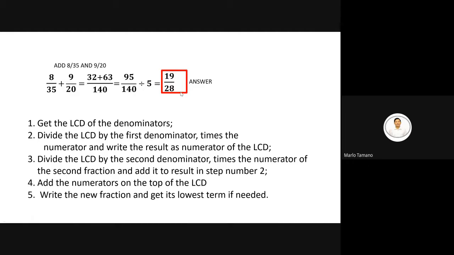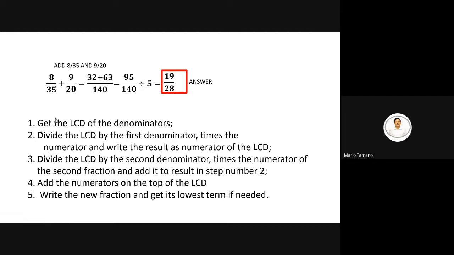No? Meron pa ba silang common na, no? Para mapaliit pa natin. So, 19 and 28. Wala na po. Wala na po. So, ibig sabihin, this is the final answer. Tandaan, ito na po yung process natin. Can you read the process?